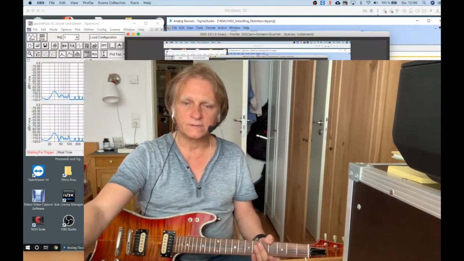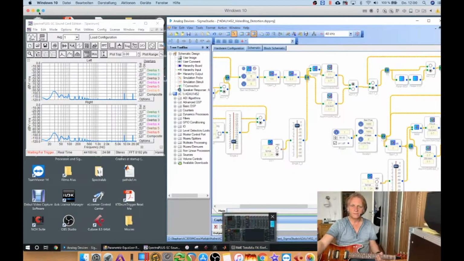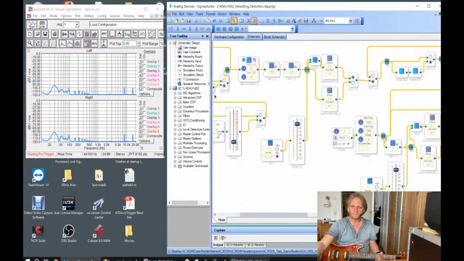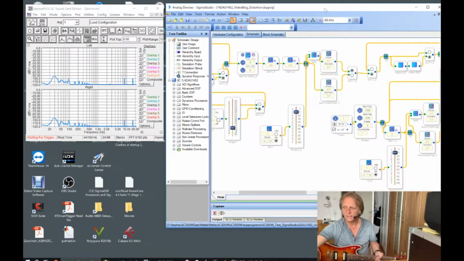I'm gonna make this one a little bit smaller here. So we have the environment here, and this is Sigma Studio. Again, it's programmed on this Analog Devices ADAU1452 DSP board. The guitar is connected to the sound card with a high Z input, and then line out to the board, and from the board back to the sound card. That's what you hear.